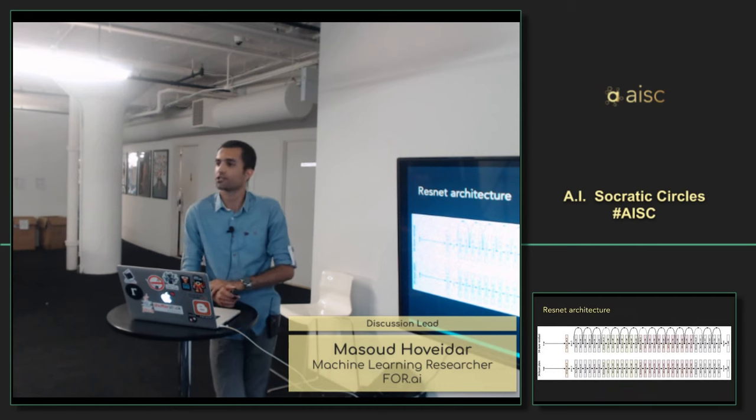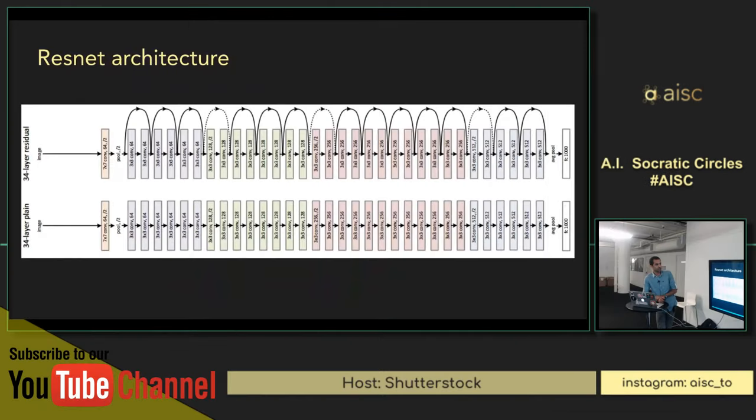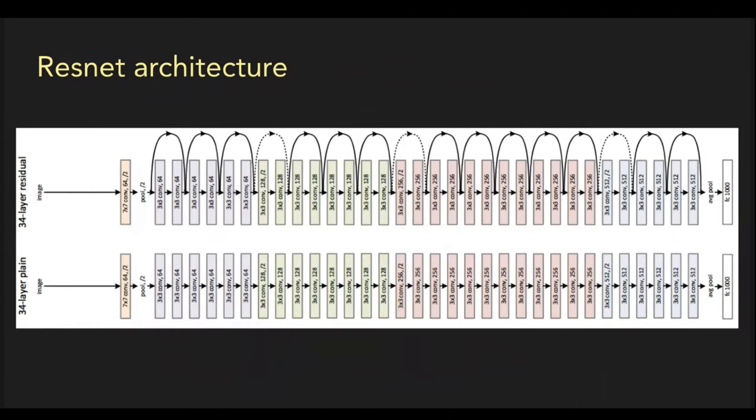This is the ResNet architecture as they've shown in the paper. Here is a 34-layer plain network without any skip connections, and this one is a 34-layer residual network. You can see the connections across two layers, and a couple of different colors which state different dimensionalities of the convolutions. The feature maps are divided into a couple of groups of convs stacked together.